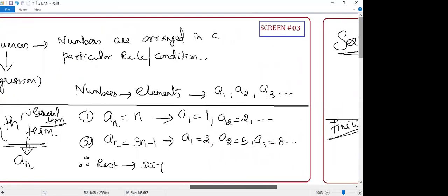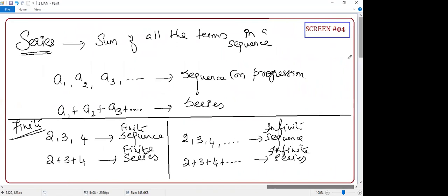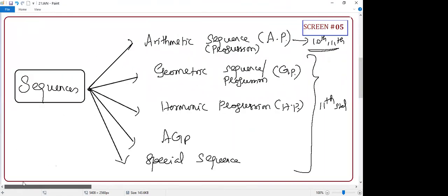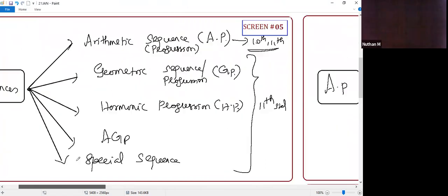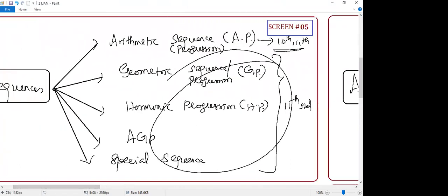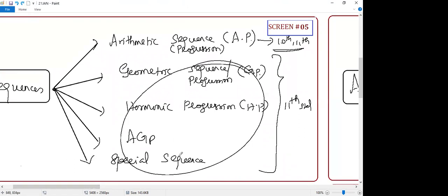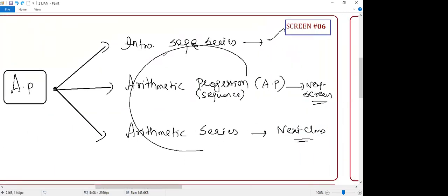Screen 2, screen 3. I'm just moving through screen 4 and screen 5. I'm not going to teach anything here. Okay, nothing to worry. You should not say, sir, it's more. No, I'm taking only this part, and only this part we are going to learn.